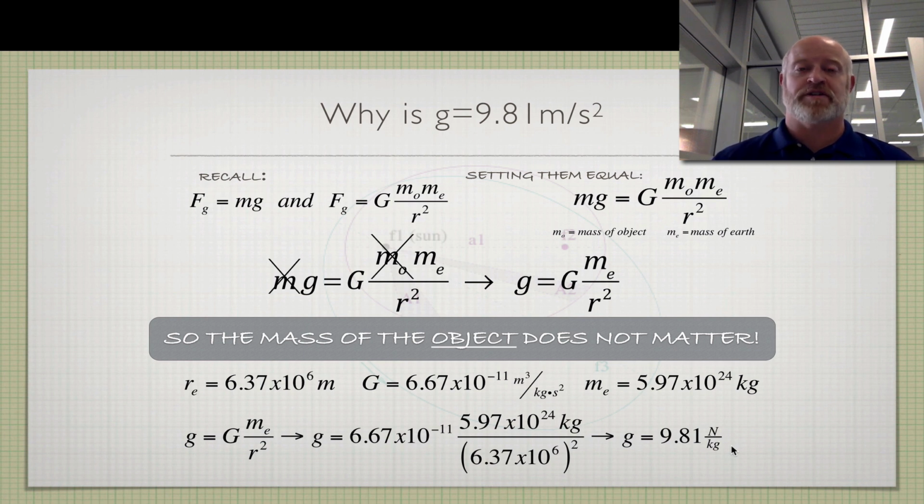It's the acceleration that any object is going to feel because the mass of the object does not matter. Right? That field strength that it feels solely comes from the mass of the object pulling on it and how far away it is from that object.